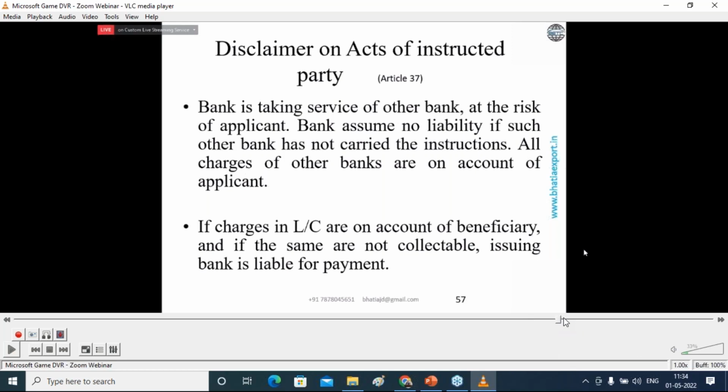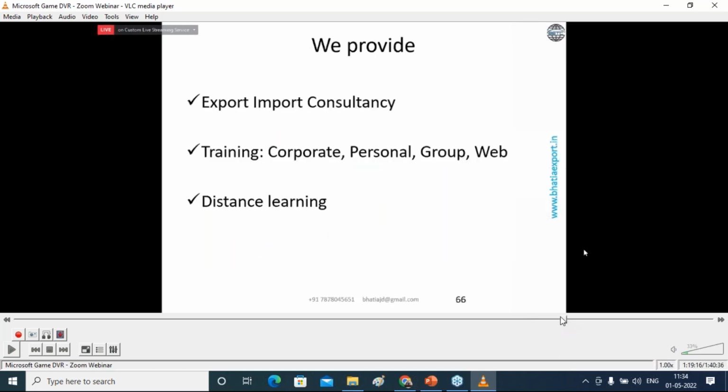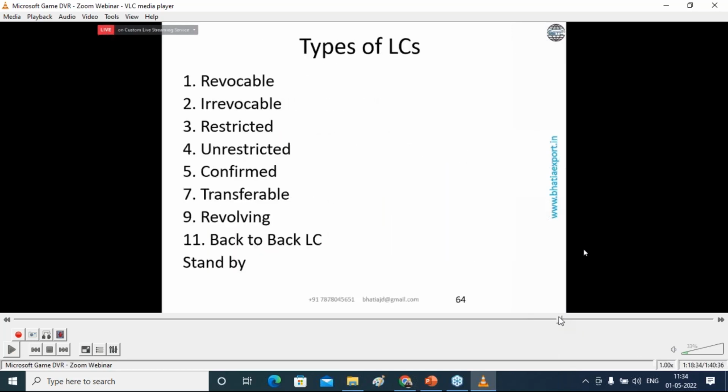Okay, these are some of the payment related points. Types of LCs, like we have seen, revocable LC has no meaning. Nowadays, most countries restrict it. By default, of course, it is an irrevocable LC only. Always it is an irrevocable LC by default.